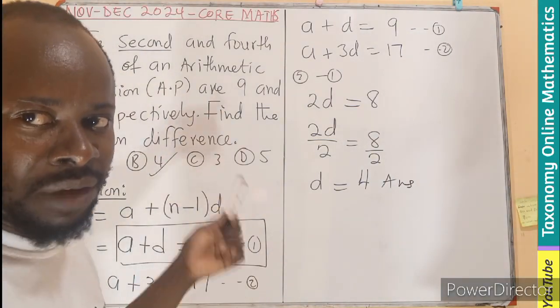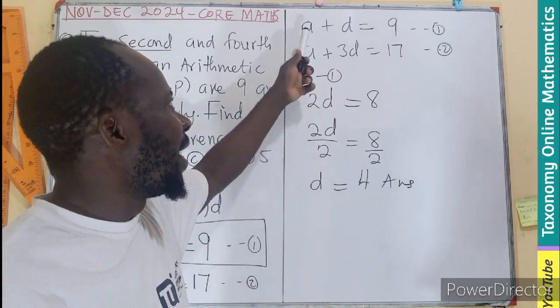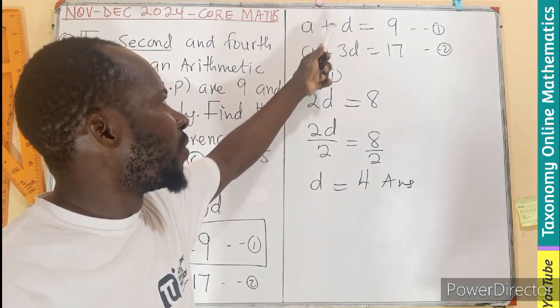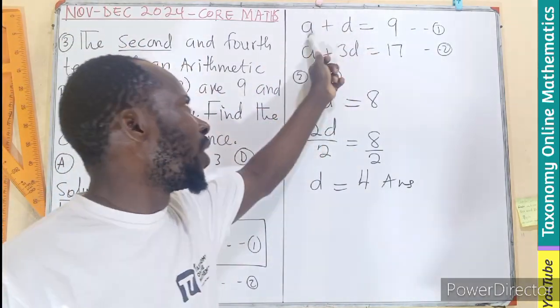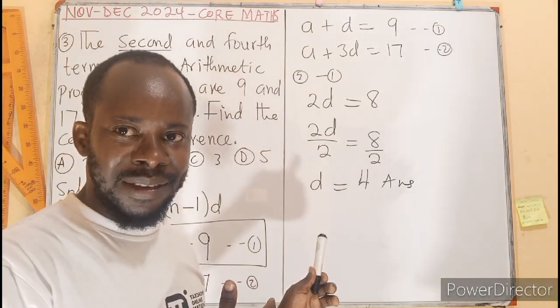So don't forget, if it is a simultaneous equation on its own, you need to find the a also by putting the 4 here, minus this, will give you the a to be 5. That's the first step. I guess this is clear.